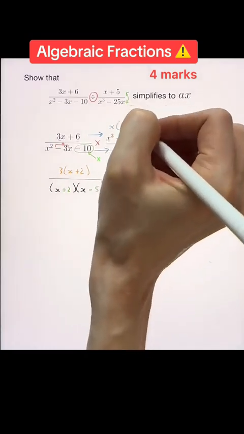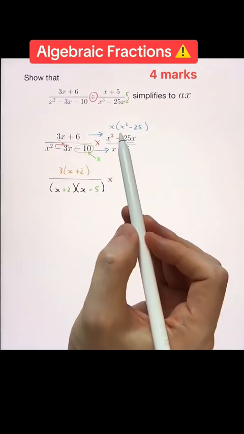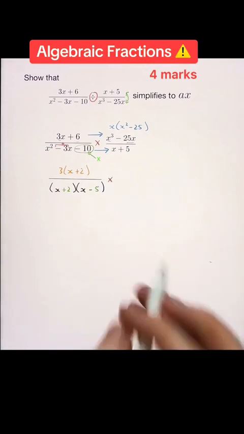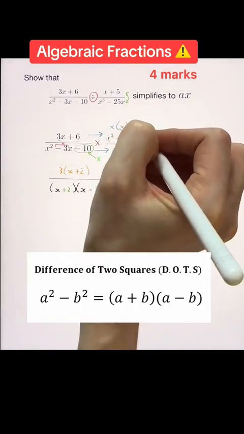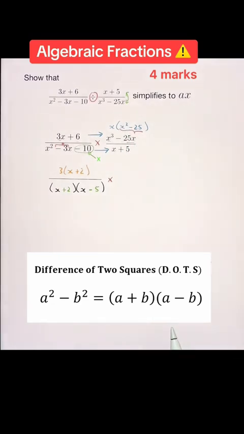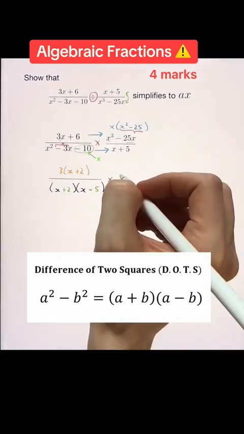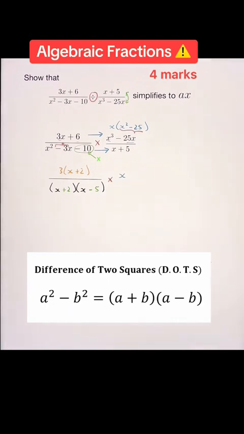I'm missing negative 25. But we should notice now on the inside, we've got something special, what we call difference of two squares, as we've got a squared term, subtract a squared term. Hence, leaving the single x on the outside for now, on the inside, I've got difference of two squares.